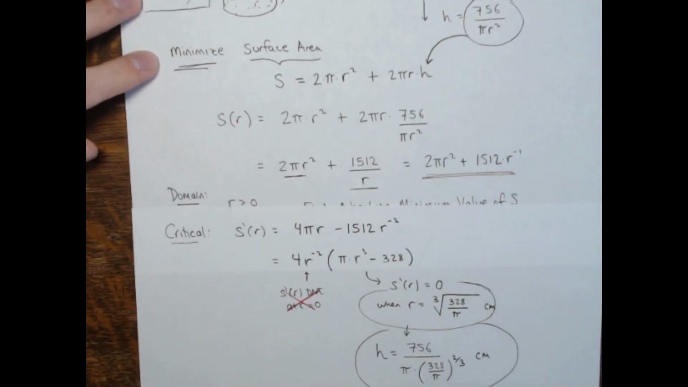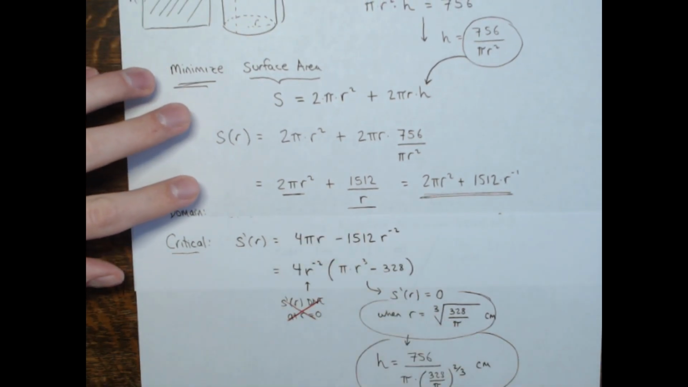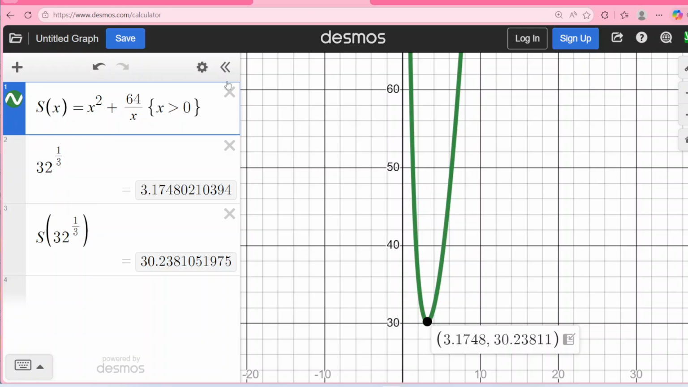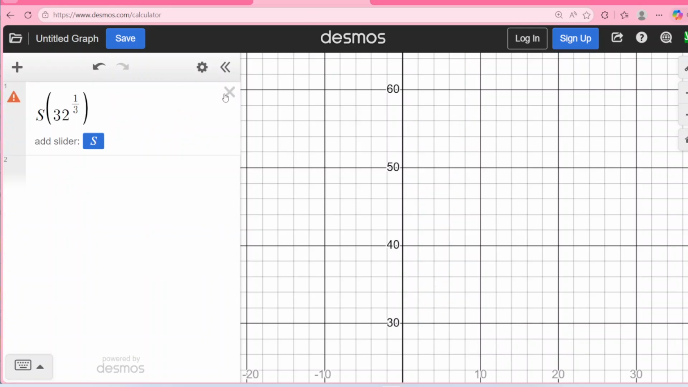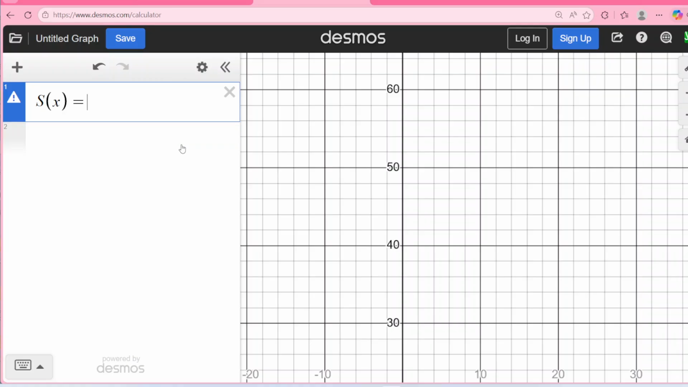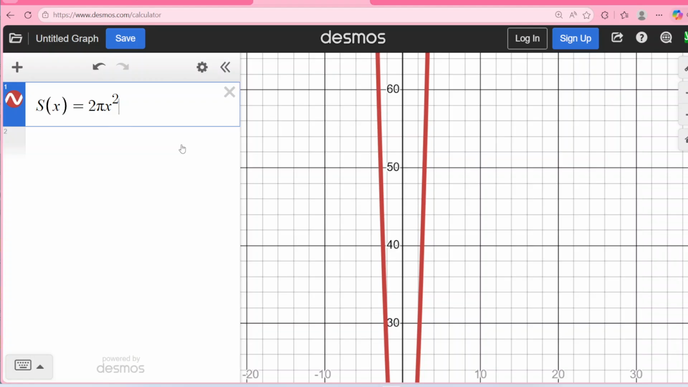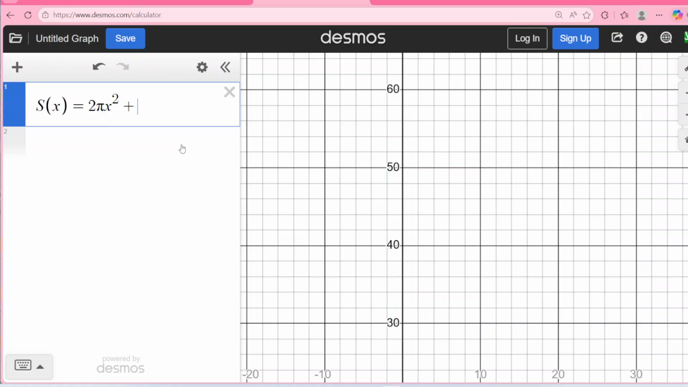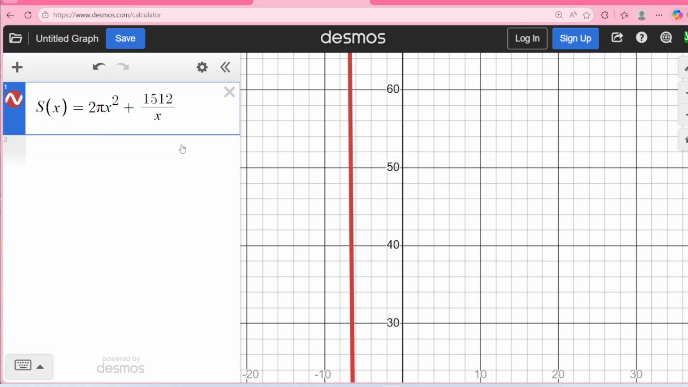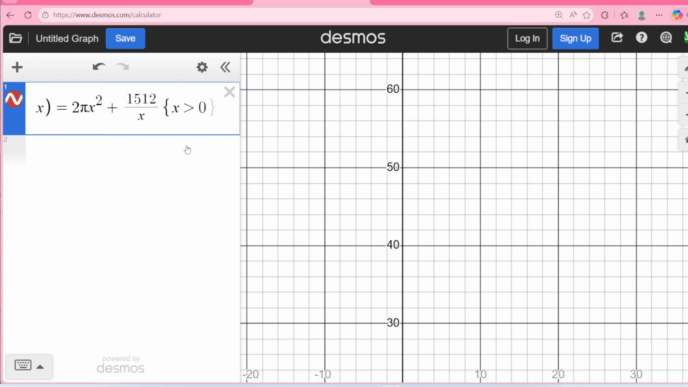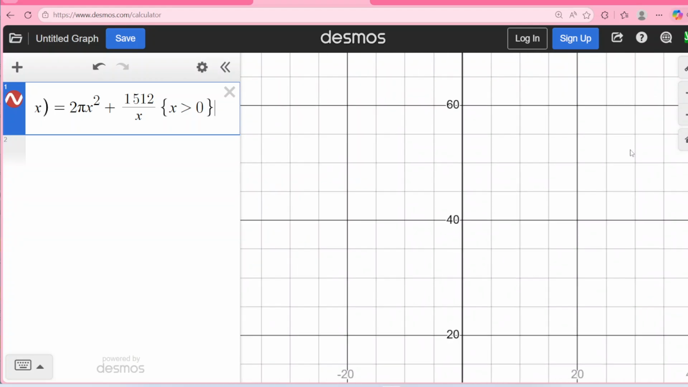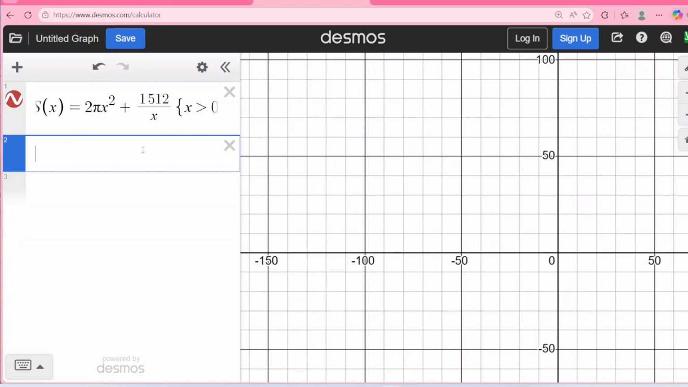So again, I'm going to go to Desmos here, enter this function. I shouldn't use r because they'll probably confuse it with polar. So instead of r, I'm going to call it x again. So this was 2 pi x squared instead of r squared, plus 1,512 divided by x. And setting up the restriction that x, or the radius, has to be positive, right? All right, so we do that.